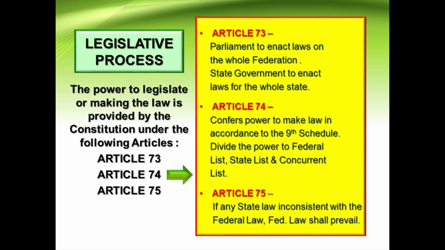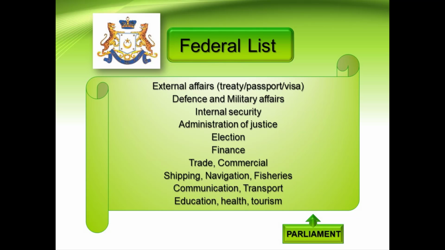And under Article 74, the division of powers is divided into three lists: the federal list, the state list, and the concurrent list. These are the matters which are listed under the federal list. It is only the Parliament that has power to make laws relating to all these matters. The state legislative assemblies have no power to make laws on these matters.